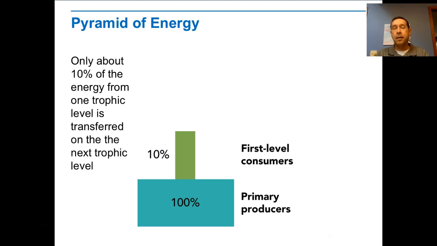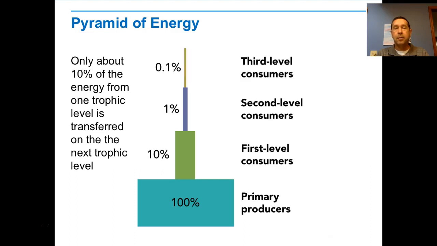And then when they're eaten by the carnivores, the second level consumers, about 10% of that 10%, or about 1% of the original energy, is transferred on. And then when the tertiary consumers, the third level consumers, consume those guys, about 10% of that 1%, or about 0.1% of the original energy, is transferred on. So you can see how the available amount of energy decreases in a very predictable way.